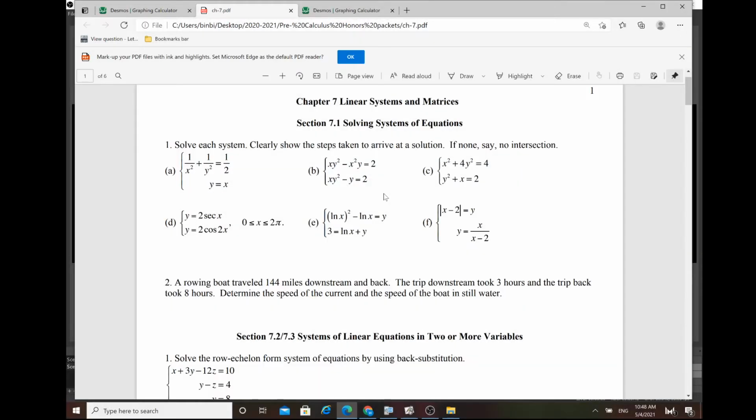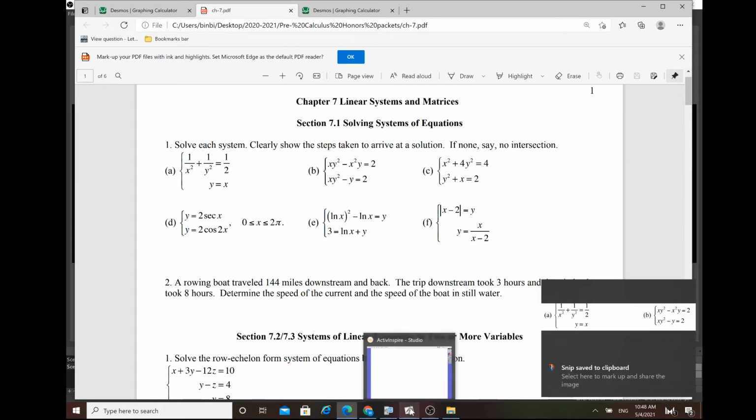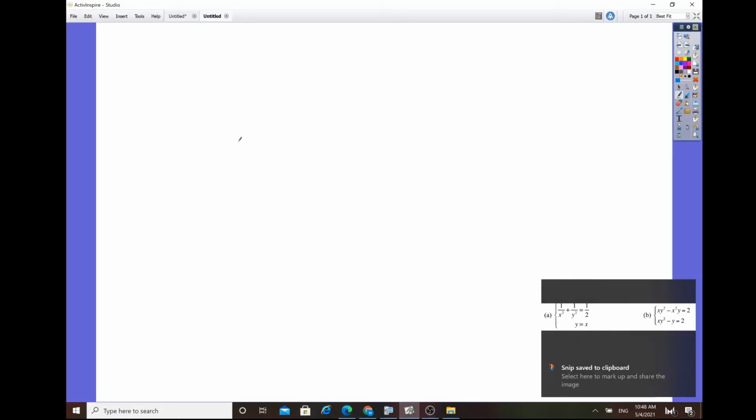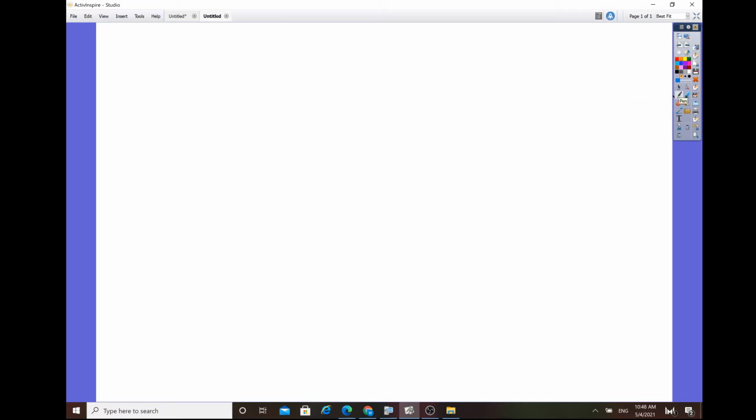Okay, so solve for x and y. Going back to what you did in Algebra 1 and Algebra 2, the way to solve a system of equations, we do have two special techniques. One is called substitution, and the other one is called linear combination or elimination. We'll see which one is easier to apply. For the first one, the equations are given as nonlinear and linear, so it's easier to apply the substitution technique.